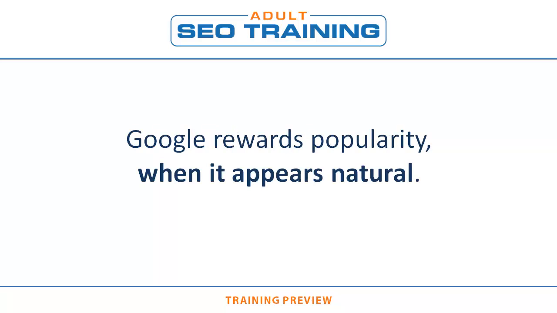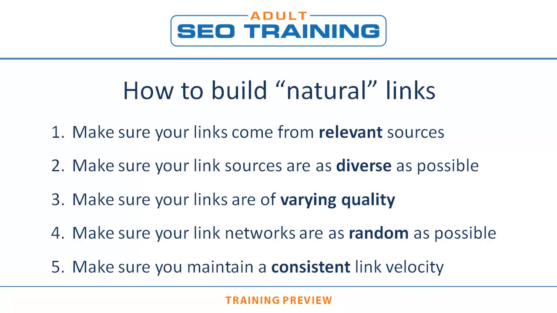And a big part of this means making your link building appear as natural as possible. Making your own link networks appear natural really breaks down into 5 things. You want to make sure that your links come from relevant sources. You want to make your link sources as diverse as possible. You want to make sure that your links are of varying quality. You want to make sure your link networks are as random as possible, and you want to make sure that you maintain a consistent link velocity. The majority of the first segment of this video will be discussing in detail every one of these aspects. We're going to talk about why they're important and exactly how to accomplish each one.